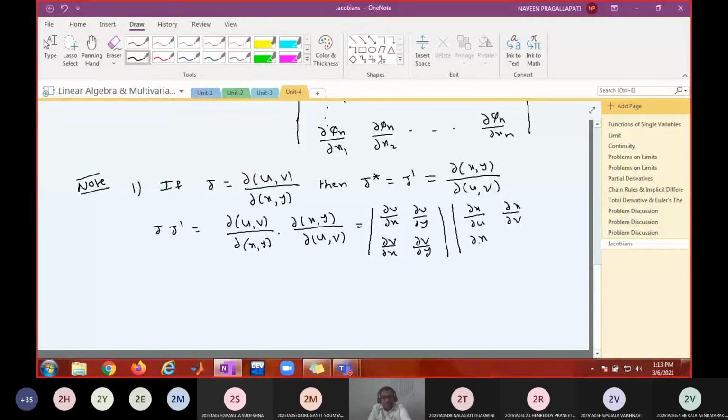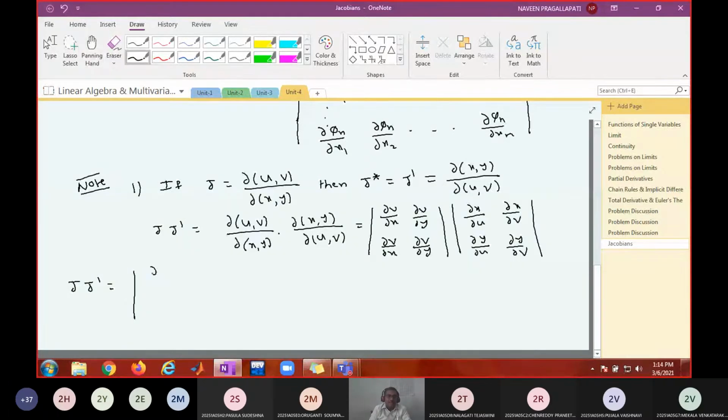∂y/∂u, ∂y/∂v. Now multiply these two and tell me what this is. You know, multiplying two matrices AB. So multiply the two matrices and apply the determinant. So first row multiplied with the first column.